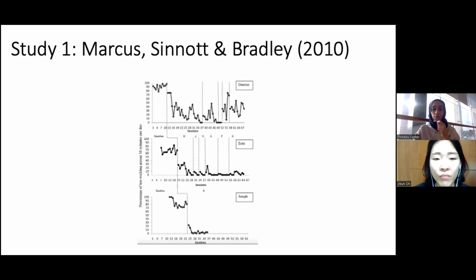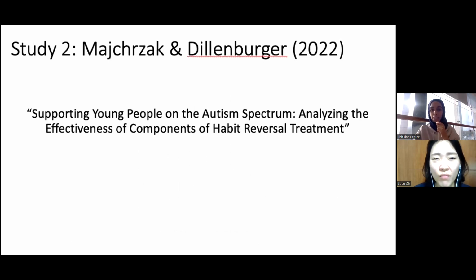The second study I found, which is a lot more recent, is called Supporting Young People on the Autism Spectrum: Analyzing the Effectiveness of Components of Habit Reversal Treatment. This paper is from 2022, and it reports on the effectiveness of each of the 3 main components of habit reversal training for young people on the autism spectrum.